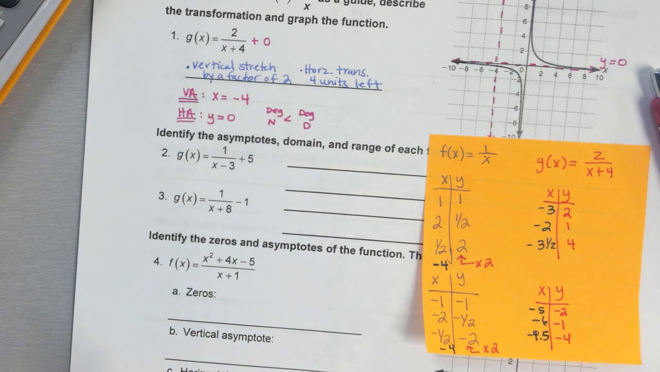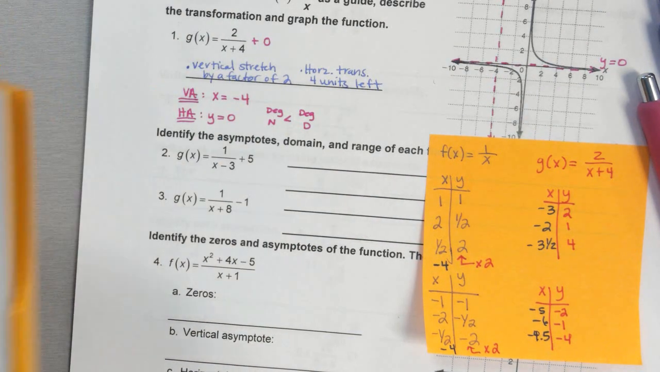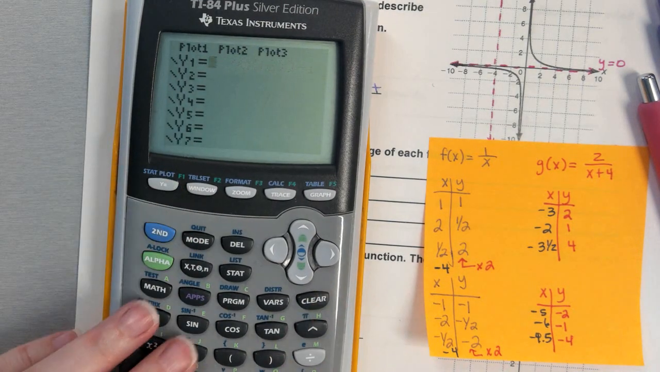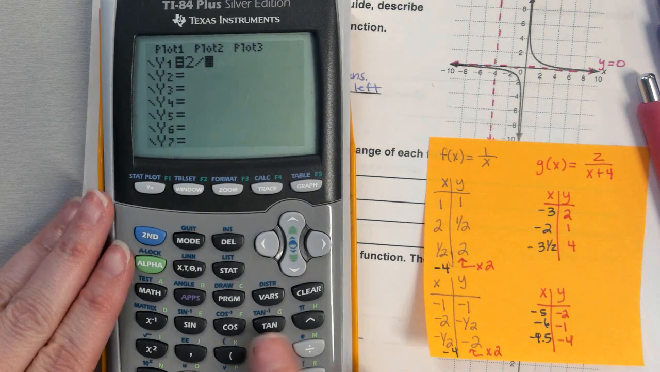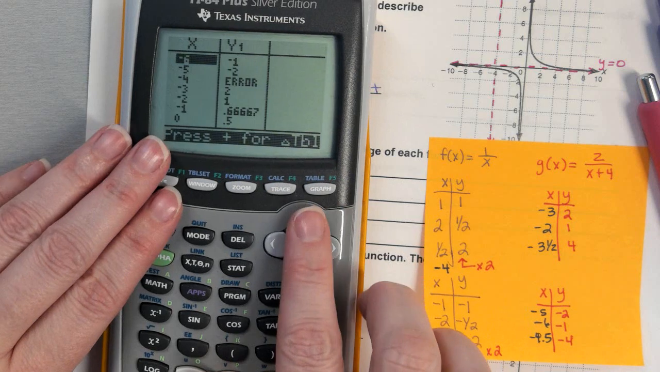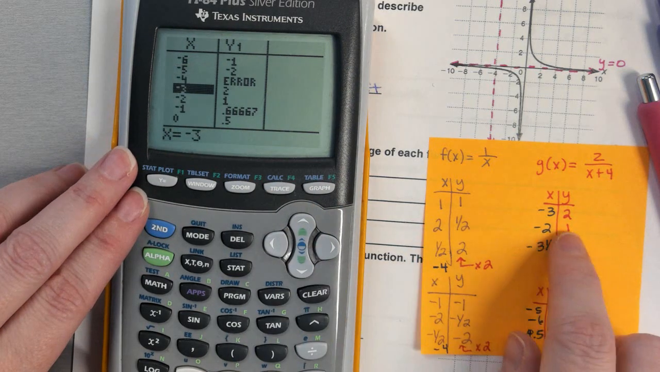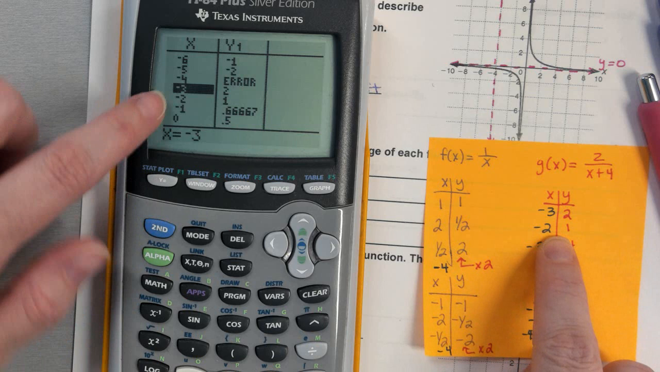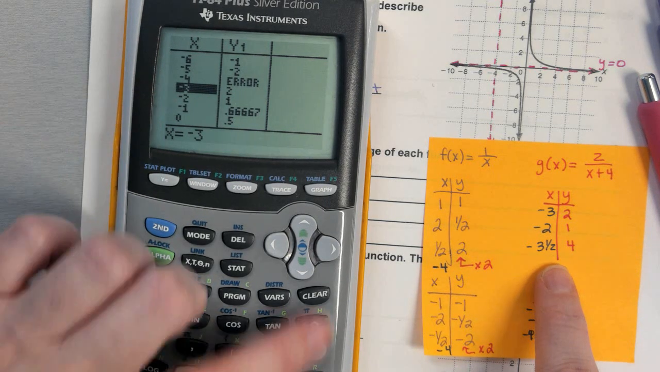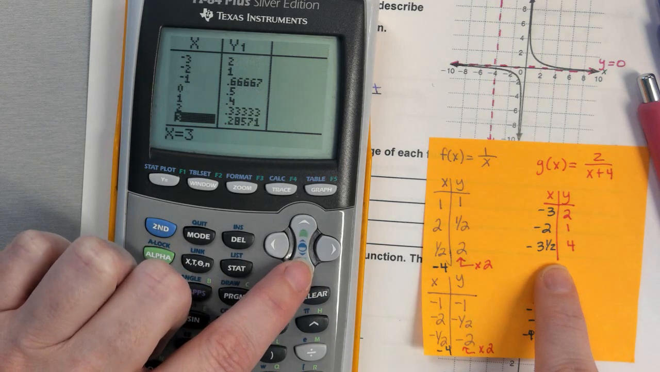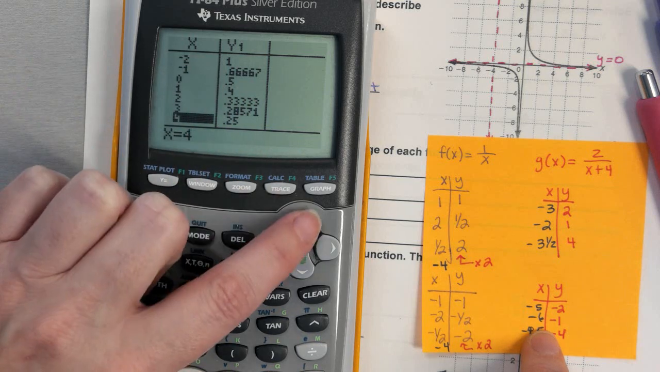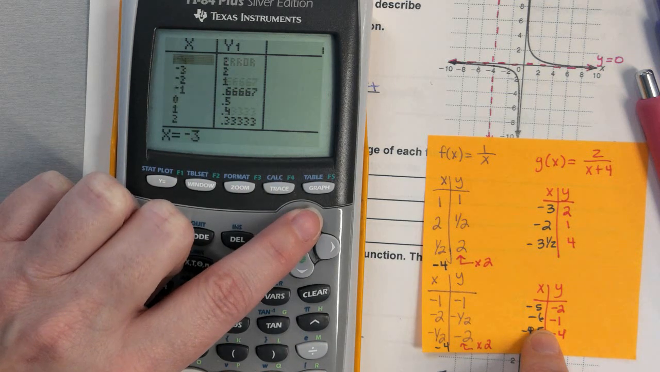Okay, so you could do it that way, or you can also graph this in your calculator. So this would be 2 divided by, and then you have to put this part in parentheses, the x plus 4. Okay, and then let's look at our values. Look, -3, 2, -2, 1. We didn't put in -1, that's okay. We didn't put in 0, that's okay. So the table is just going to give you more points that you can substitute in, and that is fine.